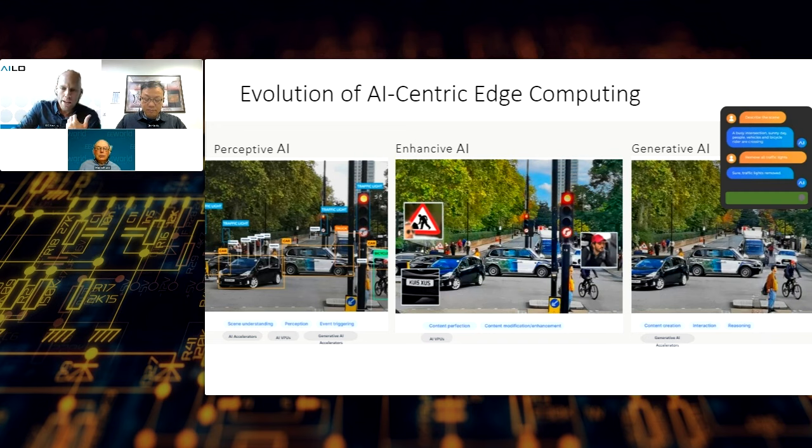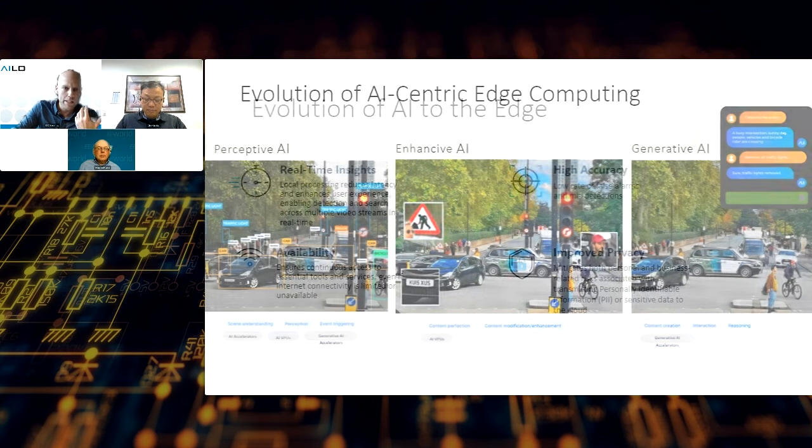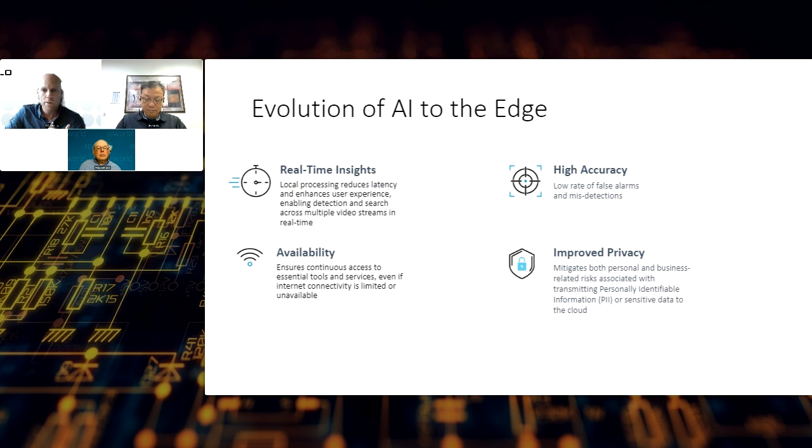So now, why would AI be moving towards the edge? Hailo is an AI chip company. What we focus on is inference at the edge. And what we're seeing is a huge evolution of the types of AI that can and should be run at the edge. These are some of the reasons why we are seeing this movement to the edge with AI. So the first is real-time insights.